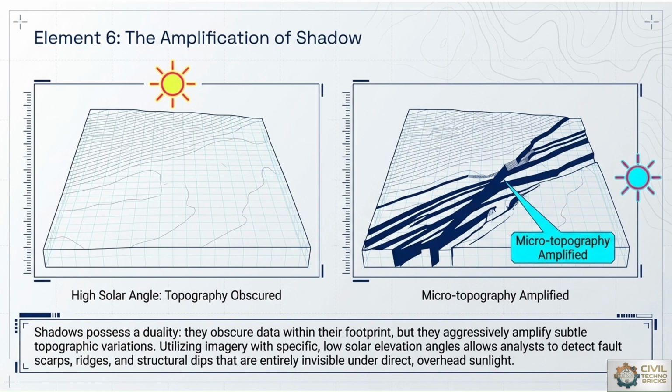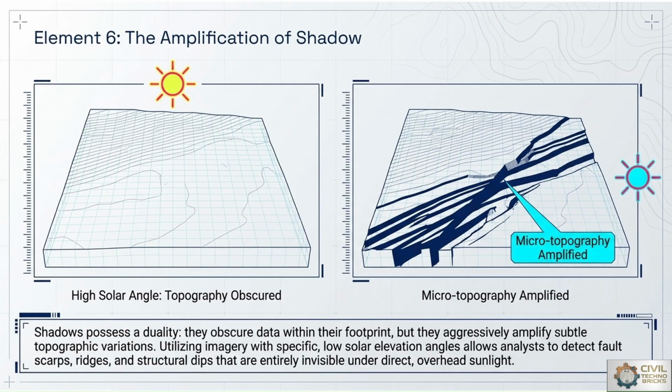Now the shadow interpretation, the amplification of shadow. Two images are there: high solar angle, where topography is observed, and the second one where micro topography is amplified, that is, micro topographic condition is seen. So shadows possess a duality. Basically, they obscure data within their footprint, but they aggressively amplify subtle topographic variations. Utilizing imagery with specific low solar elevation angles allows analysts or engineers to detect fault scarps, ridges, and structural dips that are entirely invisible under direct, overhead sunlight.